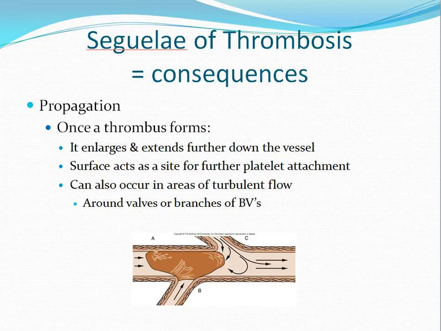Another consequence would be propagation. Once a thrombus forms, it enlarges and extends itself further down the vessel. The surface of the thrombus acts as a site for further platelet attachment. This can also occur in areas of very turbulent flow, such as around valves or branches in blood vessels. So we see it is propagating itself. It is becoming larger. Very common where you have branching in your blood vessels.